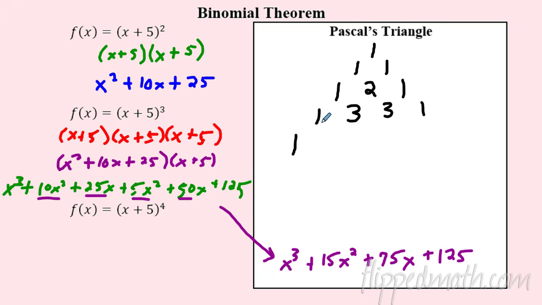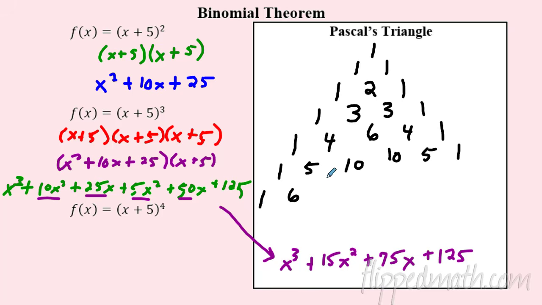So start with a 1. 1 and 3 is 4. 3 and 3 is 6. 3 and 1 is 4. End with a 1. So you can kind of see it building and hopefully see some patterns going on here. 1 and 4 is 5. 4 and 6 is 10. 6 and 4 is 10. 4 and 1 is 5. And 1. Let's just do one more row. See if we can get it.